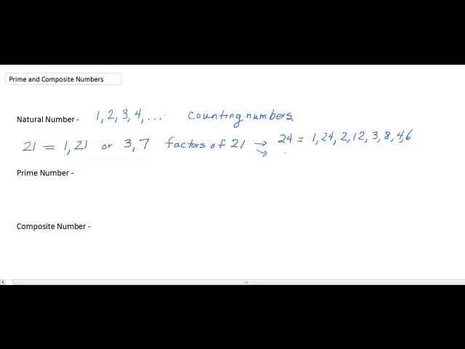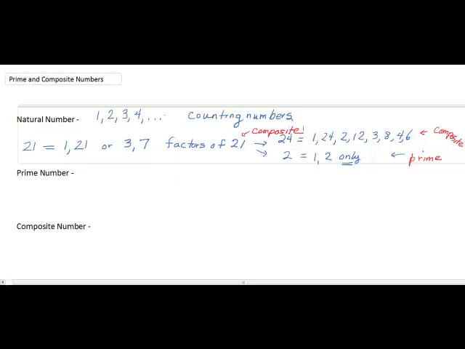Now let's look at the number 2. Now 2 only has 1 and 2 as the only factors of 2. So we say that 2 is a prime number. So that's what we call prime numbers, numbers that have only 1 and itself as factors. 24 is not prime, so we say 24 is composite. 21 is also composite because we had the 4 factors.